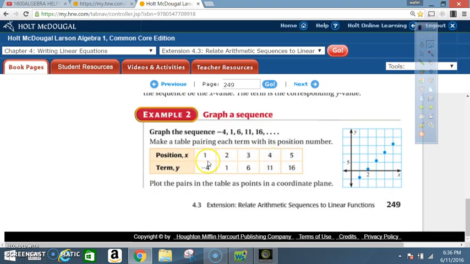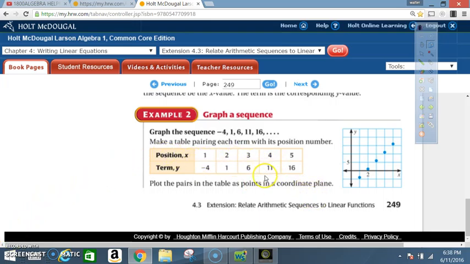Then once you do that, you have ordered pairs: 1, negative 4. So they graph that over here. 2, 1; 3, 6; 4, 11; and 5, 16. In other words, the position is your x, or the term number is your x, and y is the actual number in the sequence.